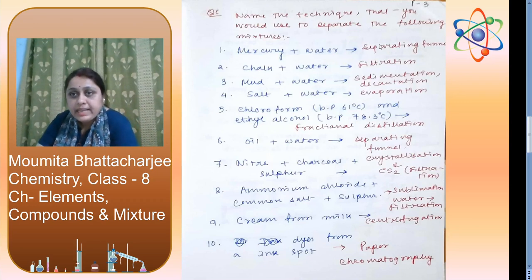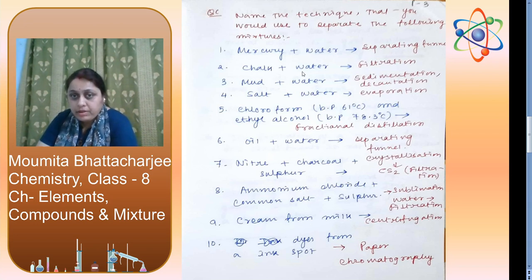Next one, name the techniques that you would use to separate the following mixtures. You have to just say the name of the techniques, not the process. First one, how will you separate mercury and water? We know mercury and water are immiscible to each other. They are not mixed, so we will use a separating funnel. By using a separating funnel, we can separate mercury and water, two immiscible liquids.